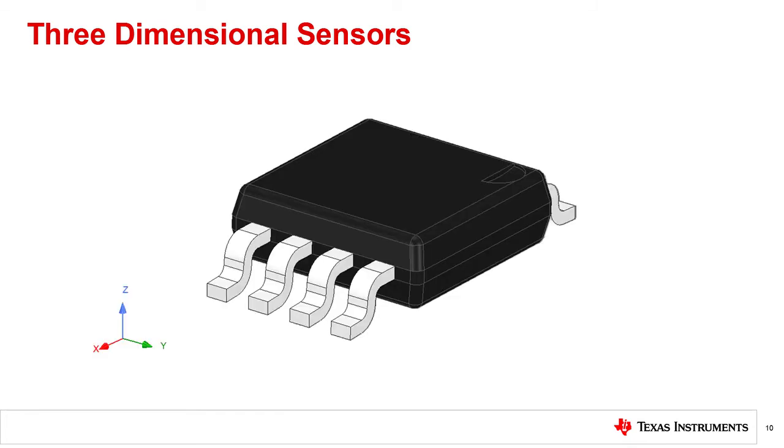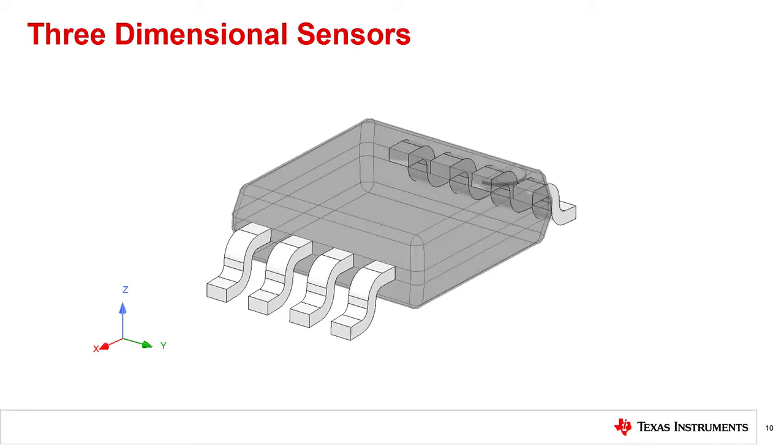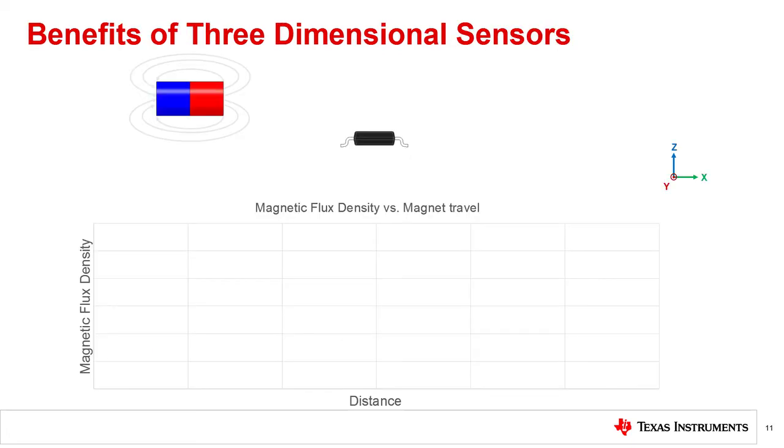Examining the device more closely, we see that the new sensor will have three separate Hall elements integrated into a single package, one for the Z component as before, one for the X component, and one for the Y component. Independently, each sensor is only sensitive to a single component of the B field vector. When used together, however, we are now able to detect the complete magnetic flux density at our sensor location.